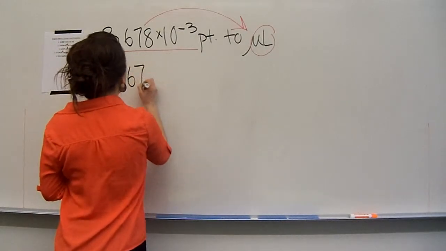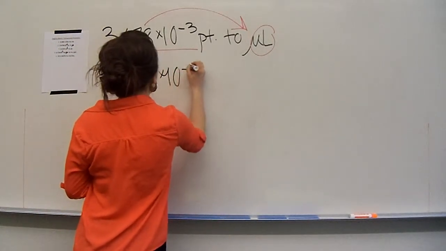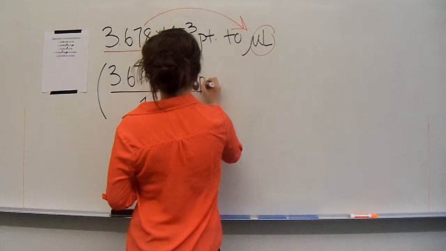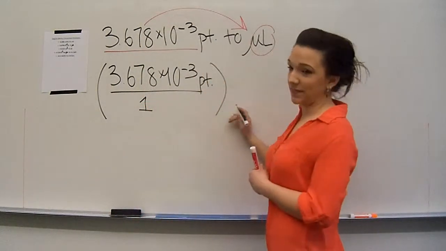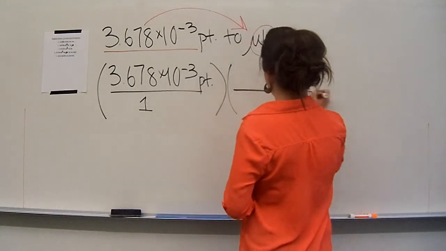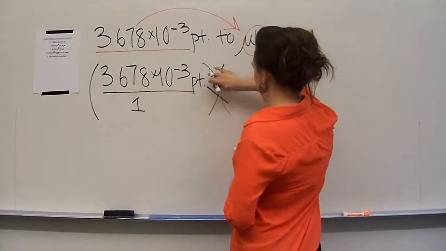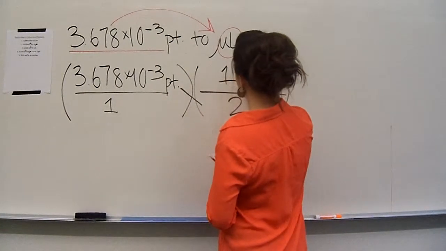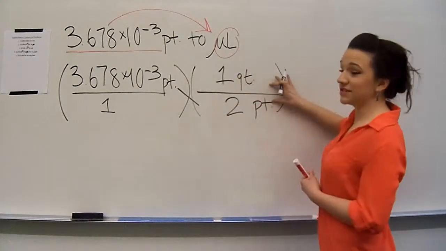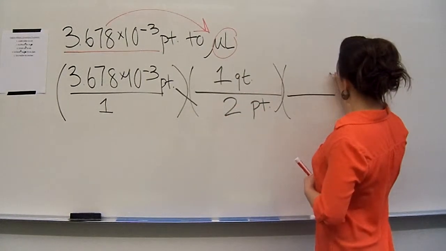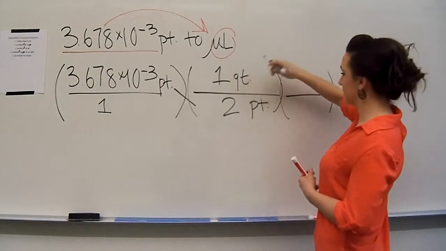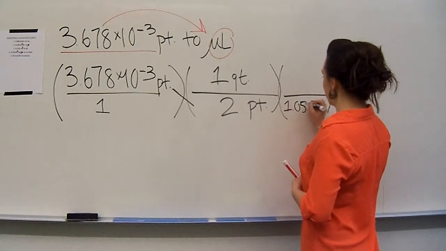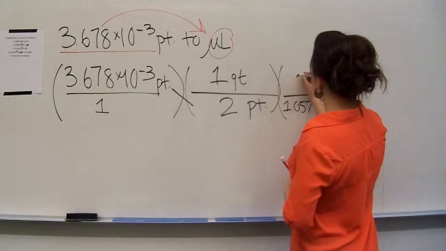So 3.678 times 10 to the negative third, writing that over 1, and adding a set of parentheses. We then need to match that diagonally. So pints, we will put pints down here. 2 pints is equal to 1 quart. Matching these equivalents vertically. We now need to match quarts diagonally, and 1.057 quarts will be equal to 1 liter.